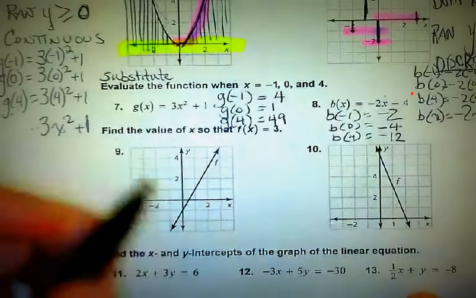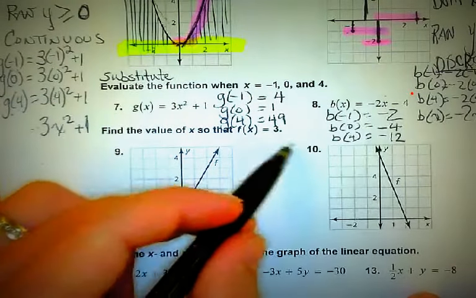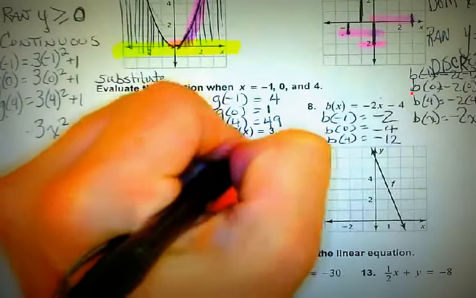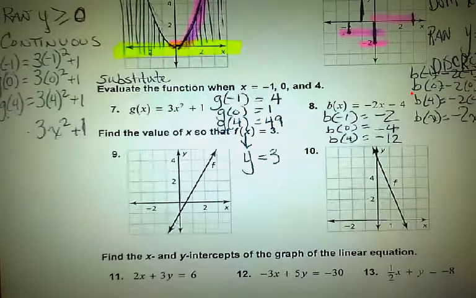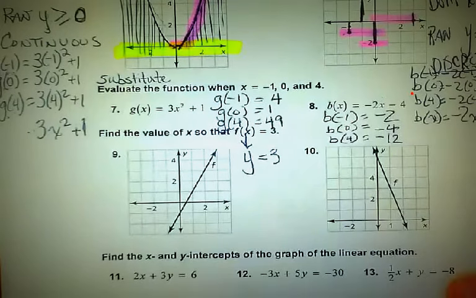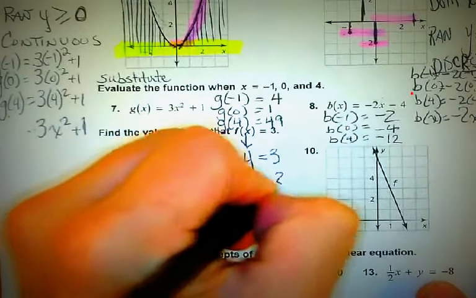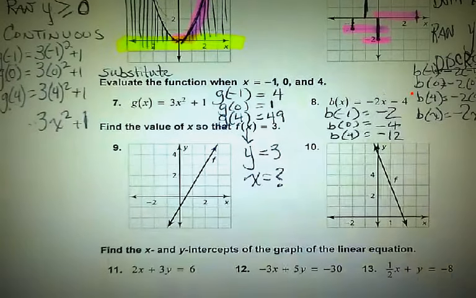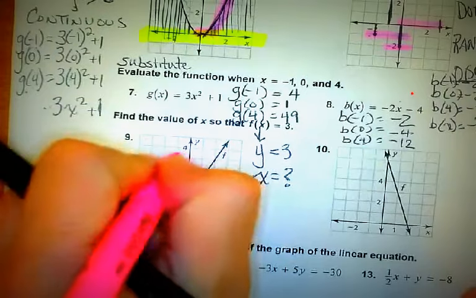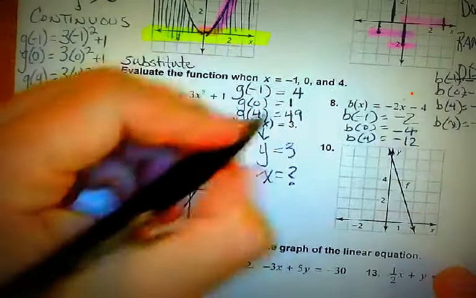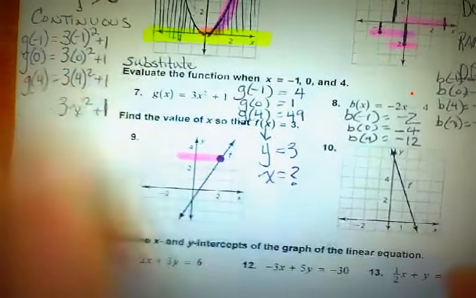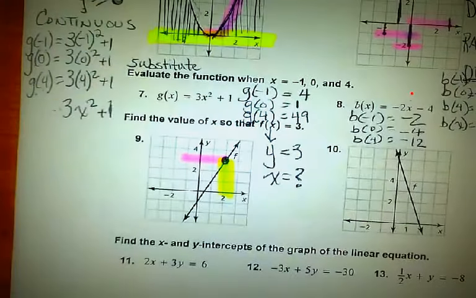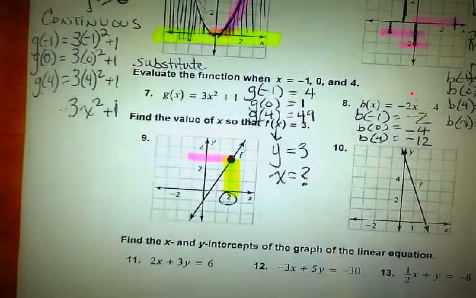Okay, here we have to find the value of x so that f of x equals 3. Another way to say f of x is y. Y equals 3. So they're asking, what will x be? Well, let's come over here to where y equals 3. And if that's where y equals 3, then that means that x will equal 2.